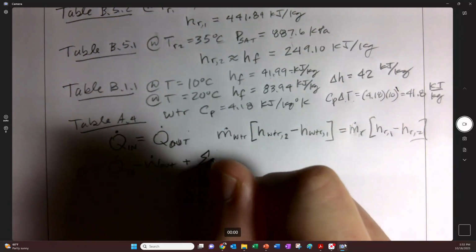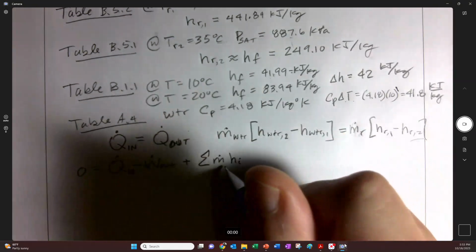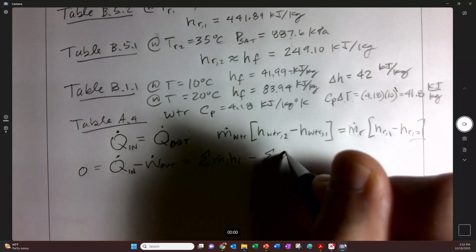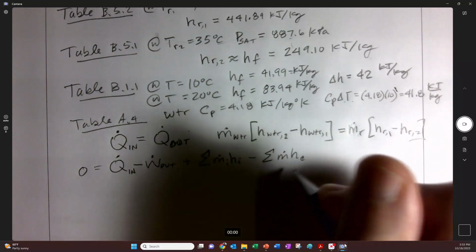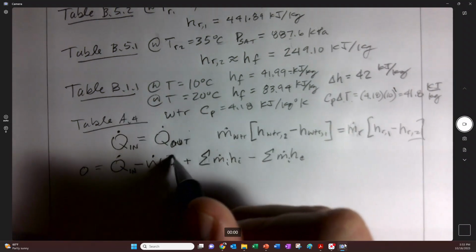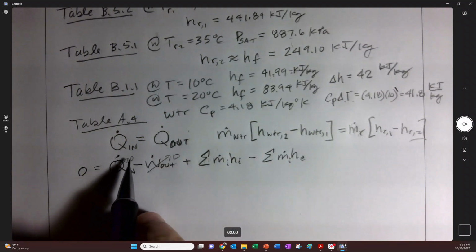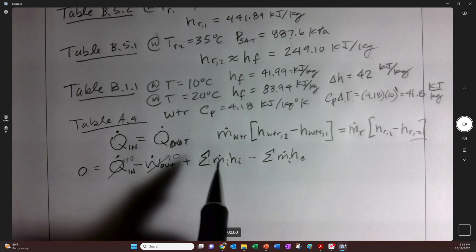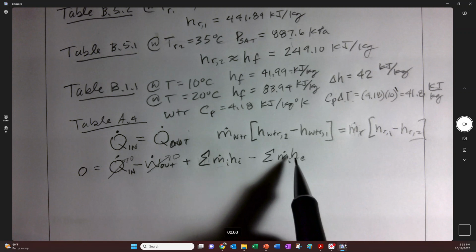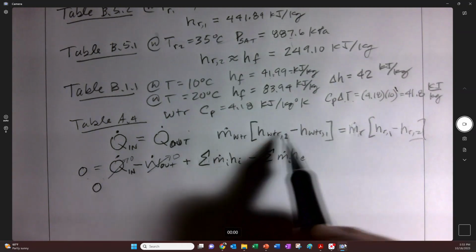They do summation of m dot h in minus summation of m dot h e. So we have no work going on across this heat exchanger, and we're going to say that it has no external heat coming in across the boundary. So all of the heat transfer is going to be these guys, and it's going to be equal to 0. So we'll get to the same place right here.